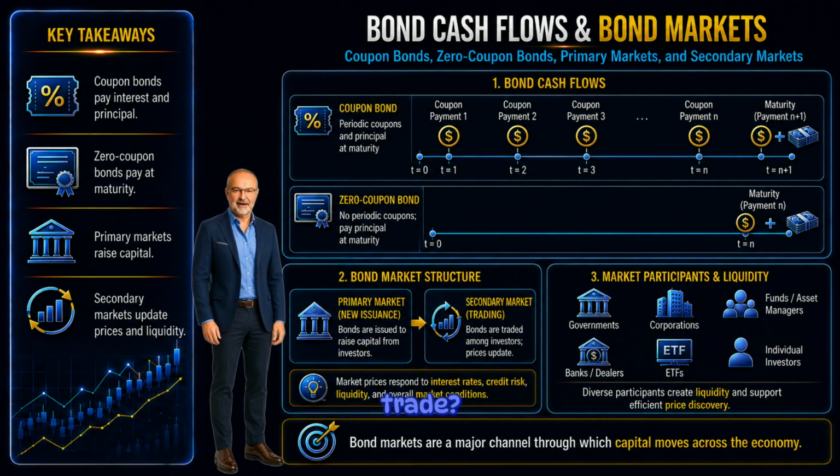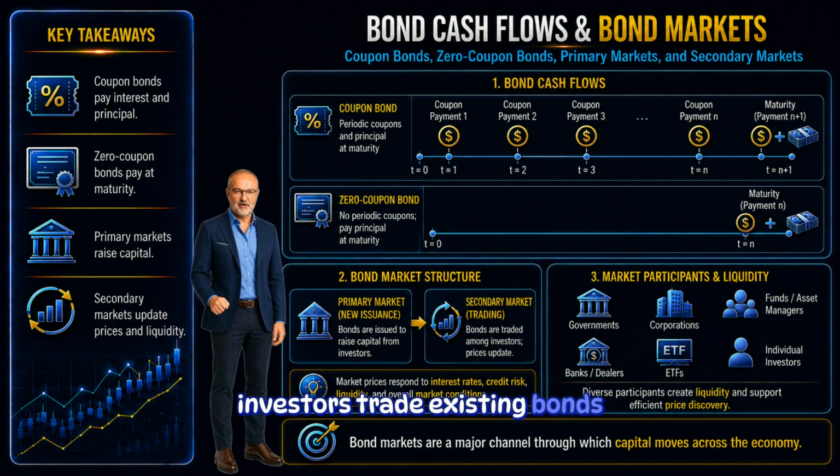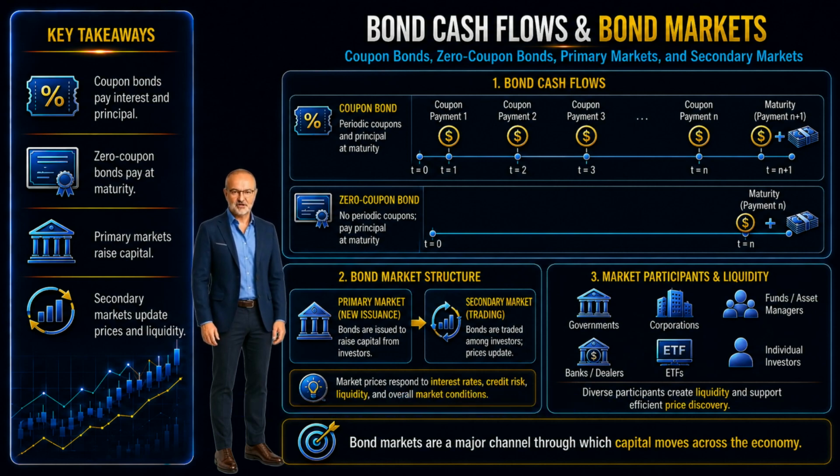Now, where do bonds trade? In the primary market, issuers sell new bonds to raise capital. This is where borrowing begins. In the secondary market, investors trade existing bonds with other investors or dealers. This is where prices continue to adjust as interest rates, credit risk, liquidity, and market conditions change.